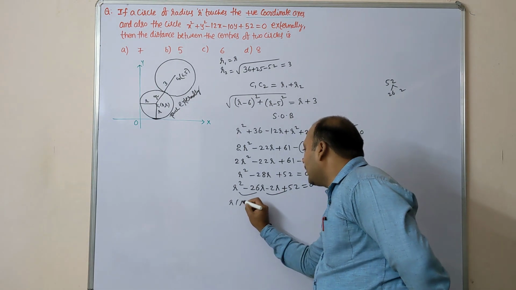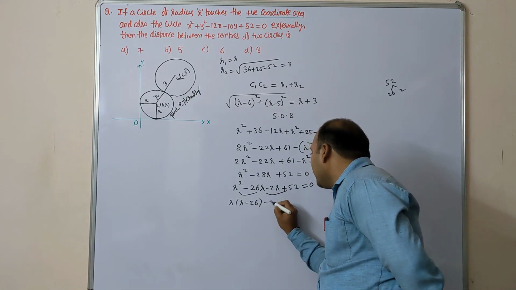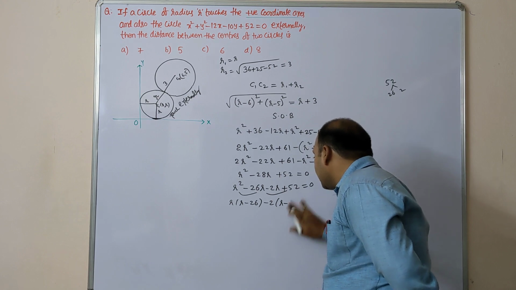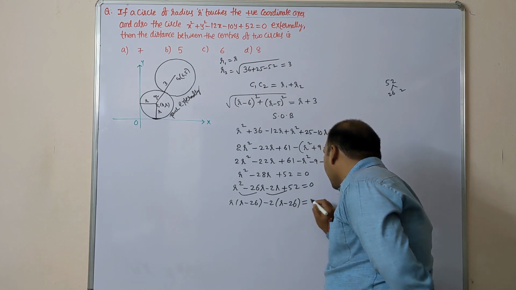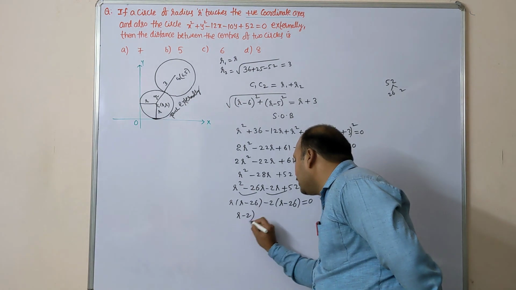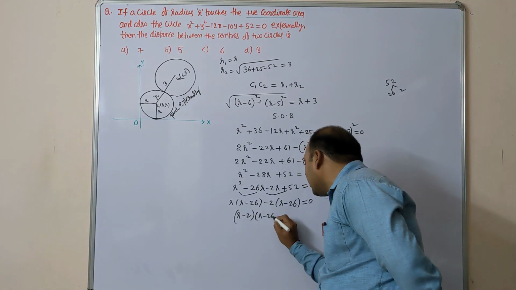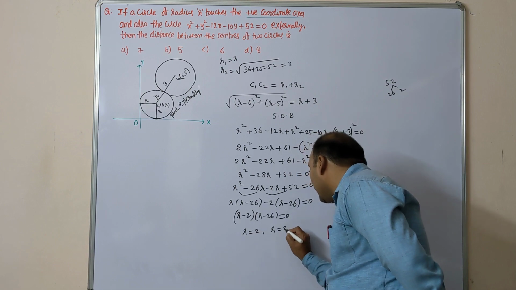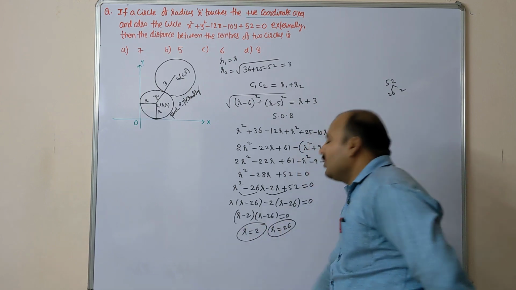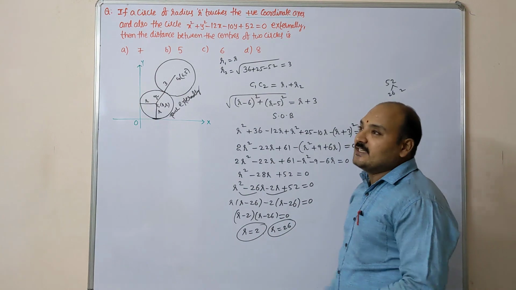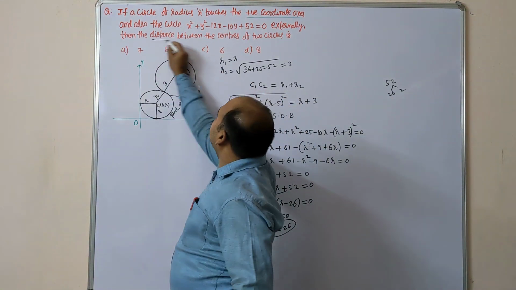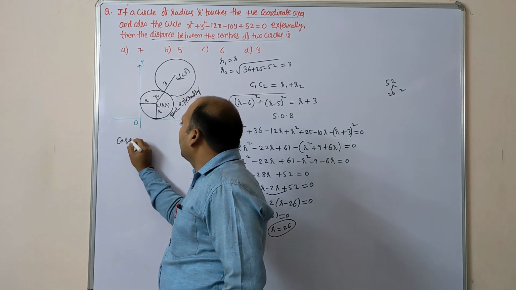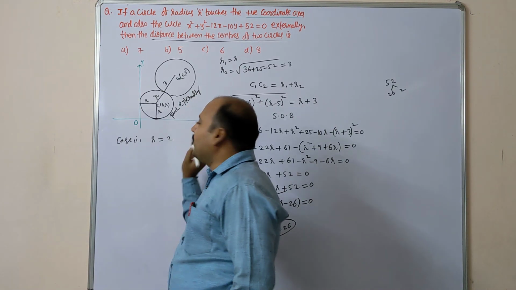Factorization: r times of r minus 26 minus 2 times of r minus 26. So r minus 2 into r minus 26. So r is equal to 2 and r is equal to 26. If r equal to 2, distance between them they are asking, distance between the centers. Suppose case 1, r is equal to 2 I am taking.